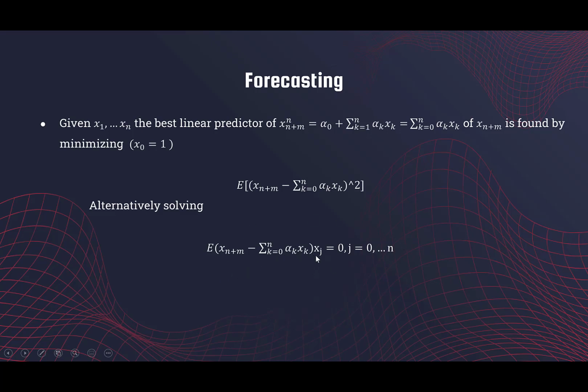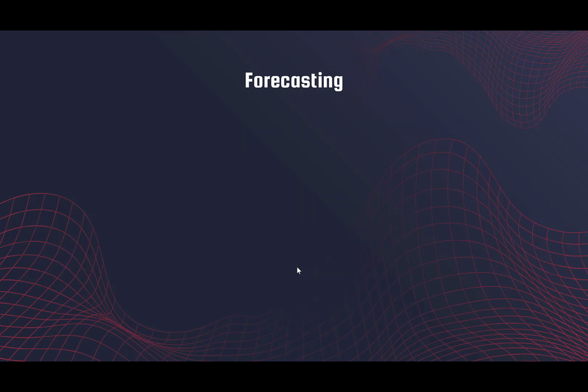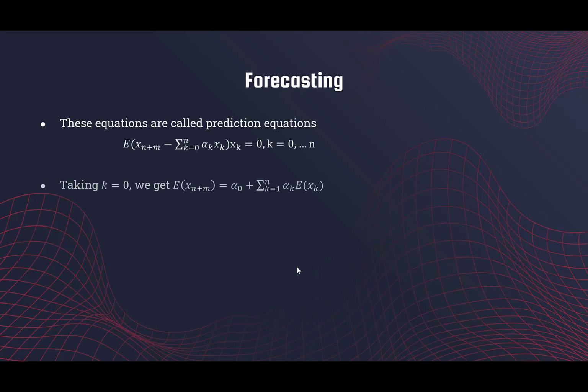So I've taken a derivative with respect to alpha j, so therefore I have xj here equated to 0, and of course j can go from 0 to n. So these equations are called prediction equations, okay? So BLPs are those alphas that satisfy this prediction equation. So anything that satisfies this equation is a BLP. So these are the prediction equations.